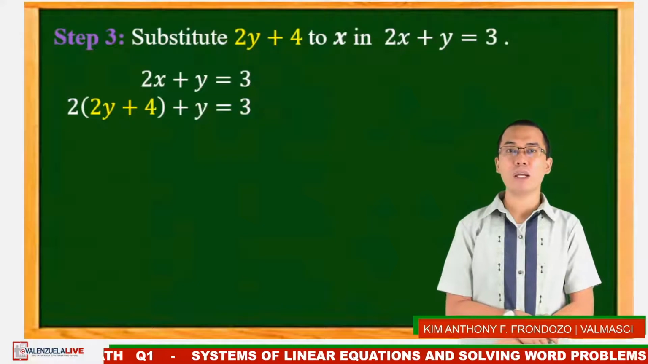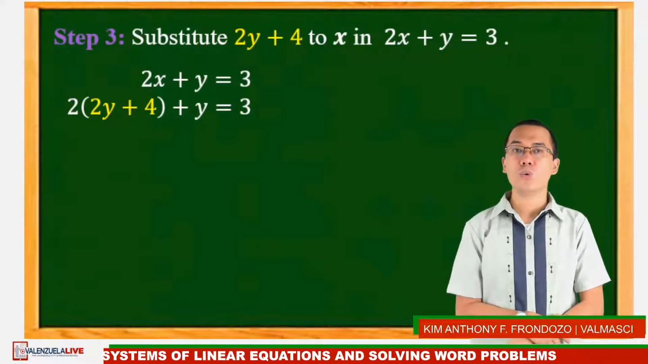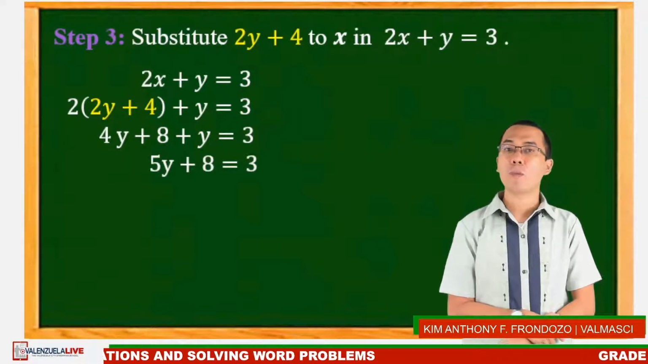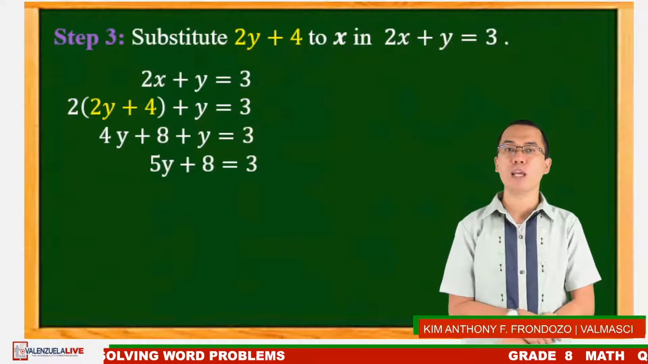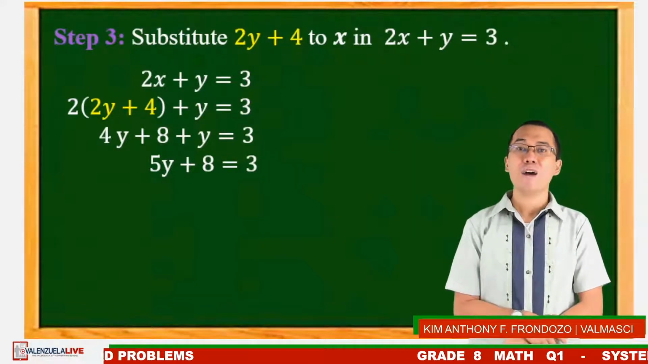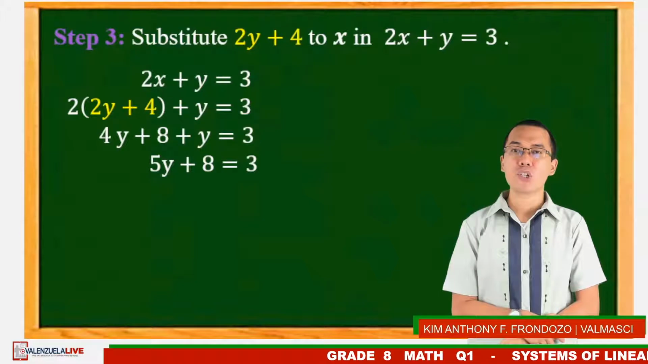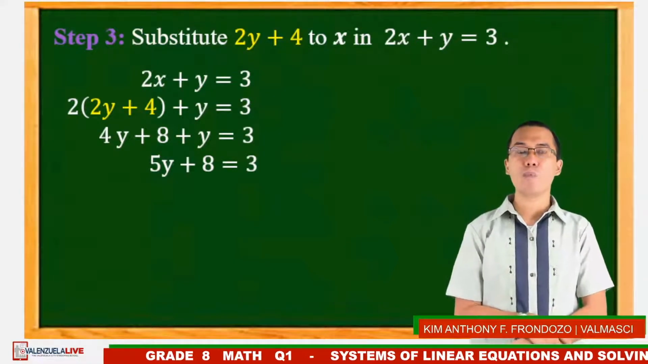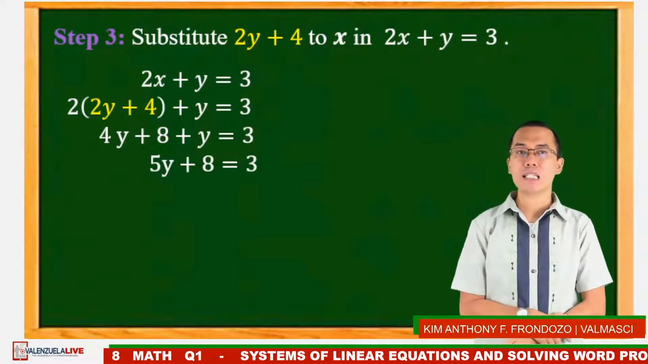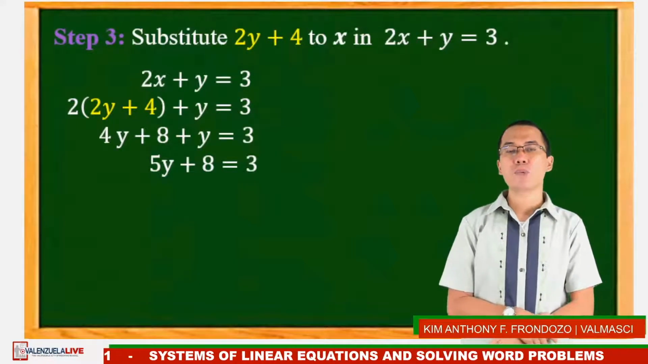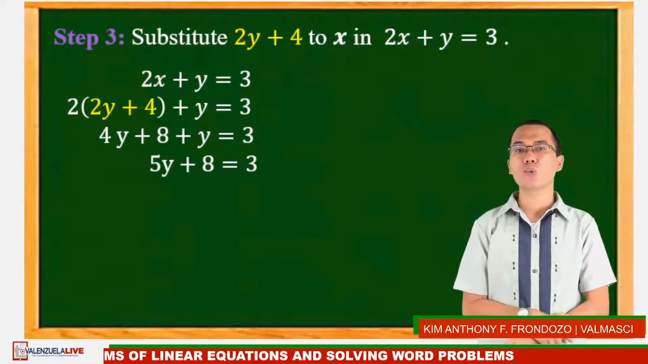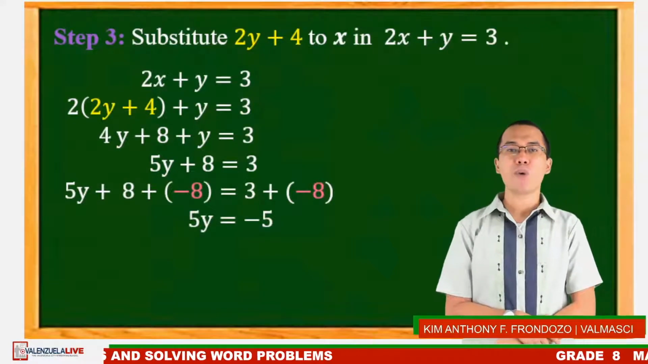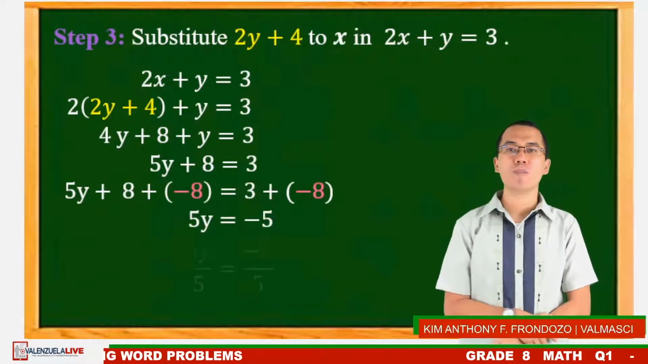By distributive property, we distribute 2 to 2y plus 4, so we'll have 4y plus 8 plus y is equal to 3. Then combining similar terms, we'll have 5y plus 8 is equal to 3. Again, by APE, addition property of equality, adding both sides by negative 8, so we'll have 5y plus 8 plus negative 8 is equal to 3 plus negative 8. So we'll have 5y is equal to negative 5. Then dividing both sides of the equation by 5, so we'll have y is equal to negative 1.